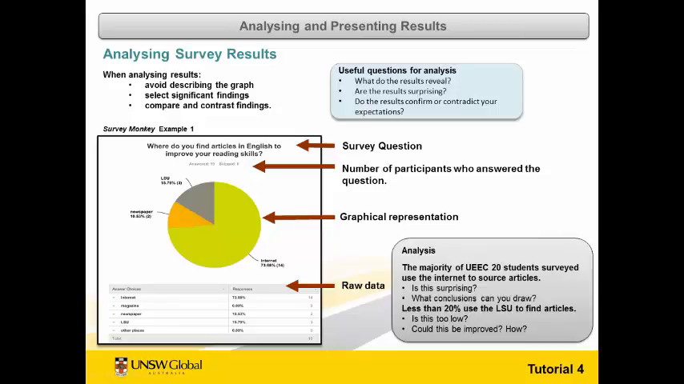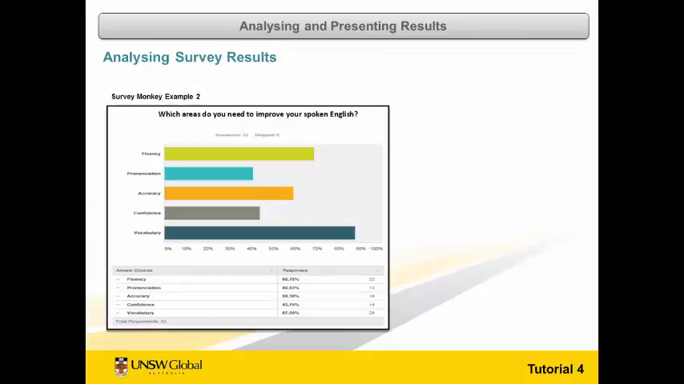Another interesting statistic from this graph is that less than 20% use the LSU to find articles. Is this too low? Could this be improved, and how? By thinking of these questions, you'll have a much better analysis and, of course, a much better presentation. Let's look at another example.